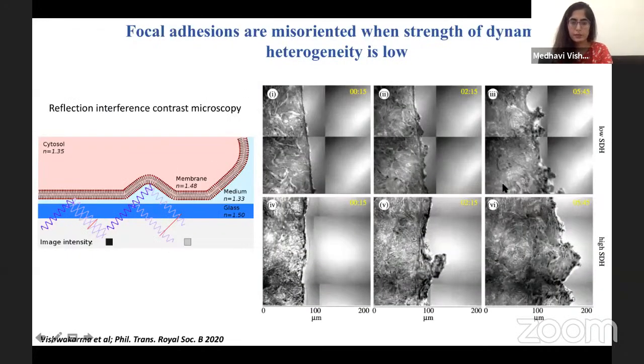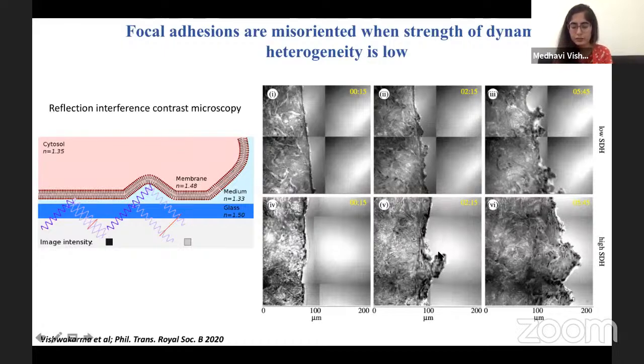I'm just going to finish very quickly, just showing you this. We also did reflection interference contrast microscopy because we wanted to see if focal adhesions play a role in this migration. Whoever wants to know more about this technique, I can explain, but it is a label-free technique to see focal adhesions in live mode.